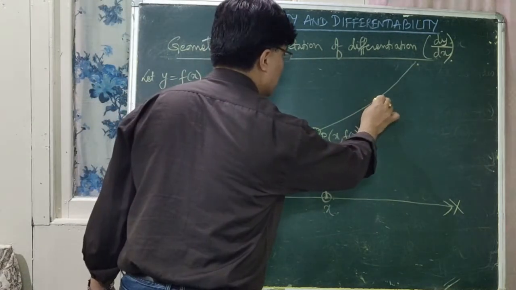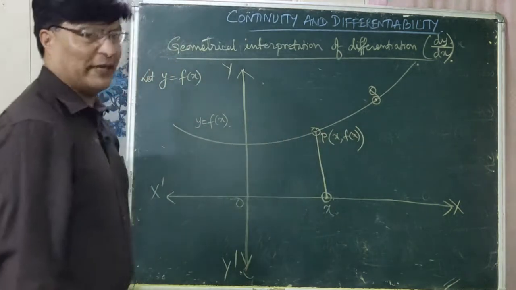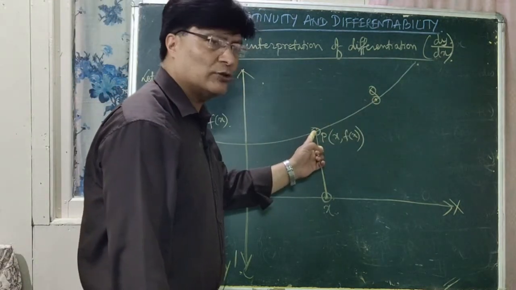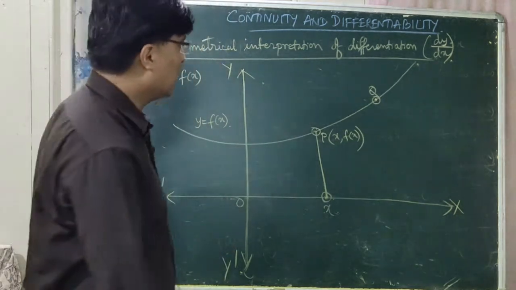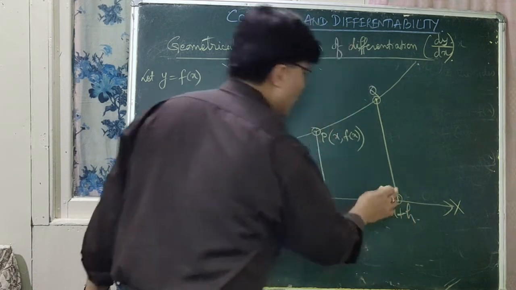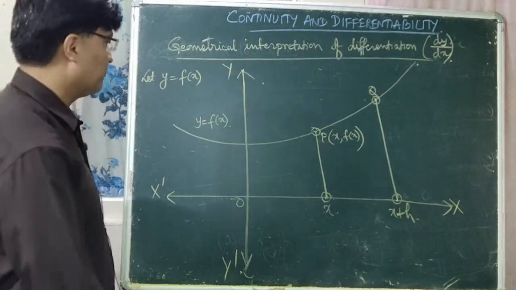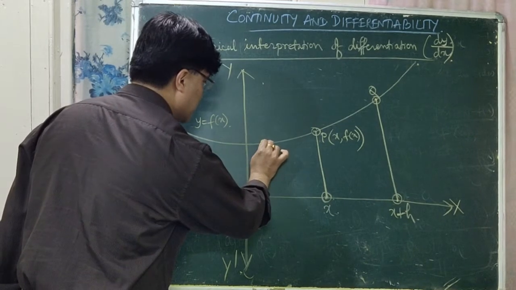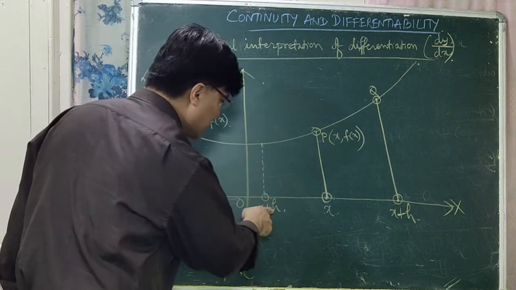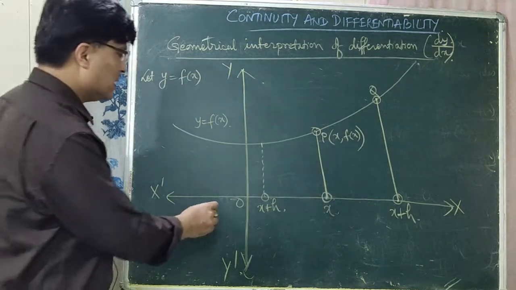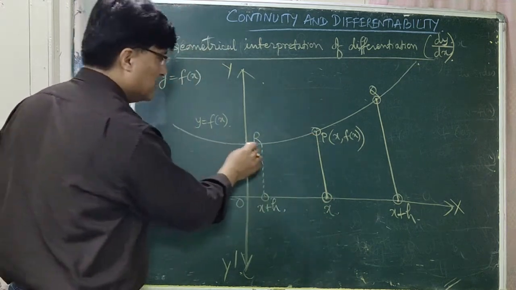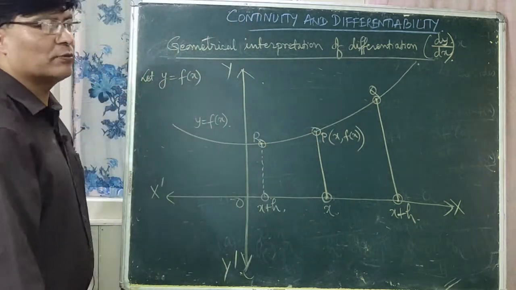Let us take our neighboring point Q here. Q is very, very near to P. That is, Q is a neighboring point of P. Okay? So from Q, you draw a perpendicular. Suppose this point is x plus h, where h is a very, very small positive quantity. You may take this x plus h out here also. So this is your x plus h. Okay? So in this case, h is a very, very small positive quantity. This may be the neighboring point of P. This R point may be the neighboring point of the point P.